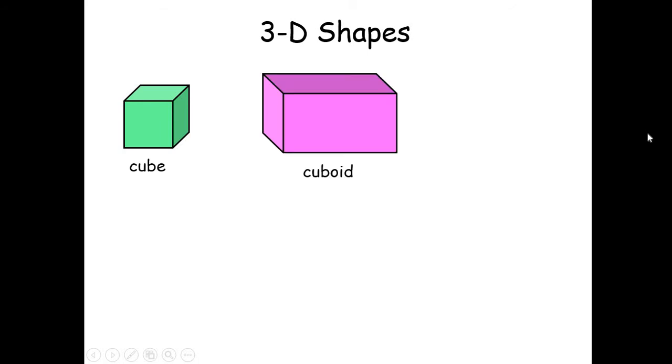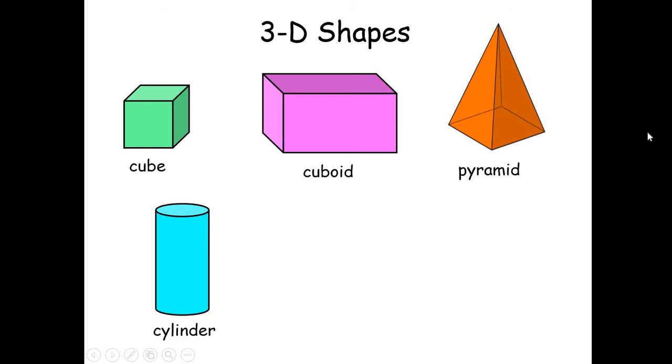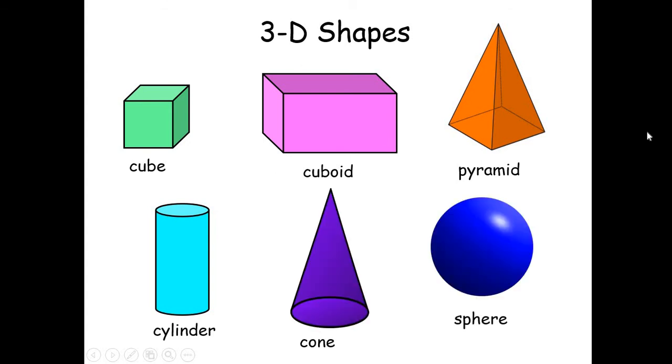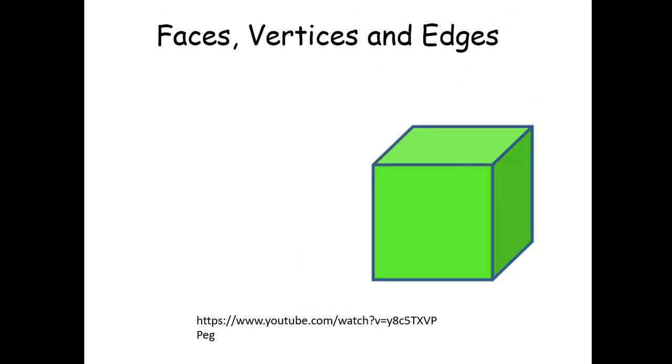So now we're going to look at 3D shapes. So 3D shapes are shapes like cube, cuboid, pyramid, cylinder, cone, and sphere. Now when we talk about 3D shapes, we talk about faces, vertices, and edges.